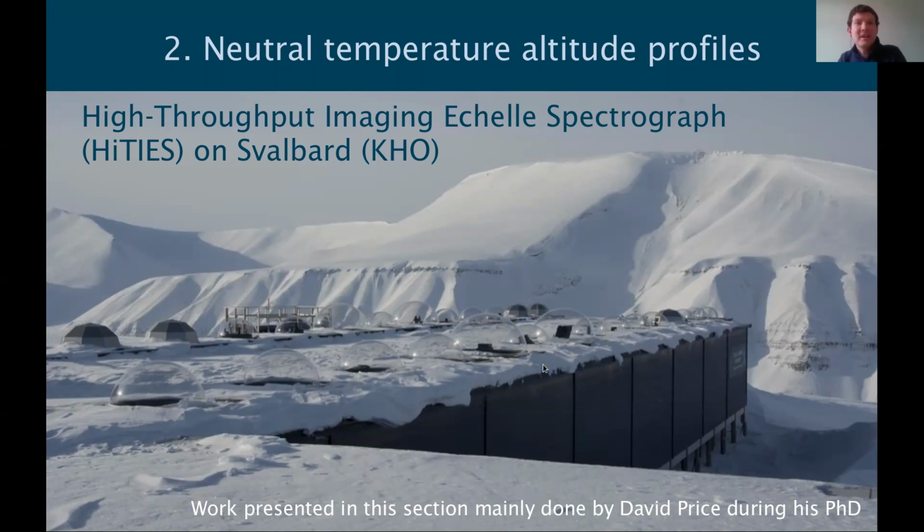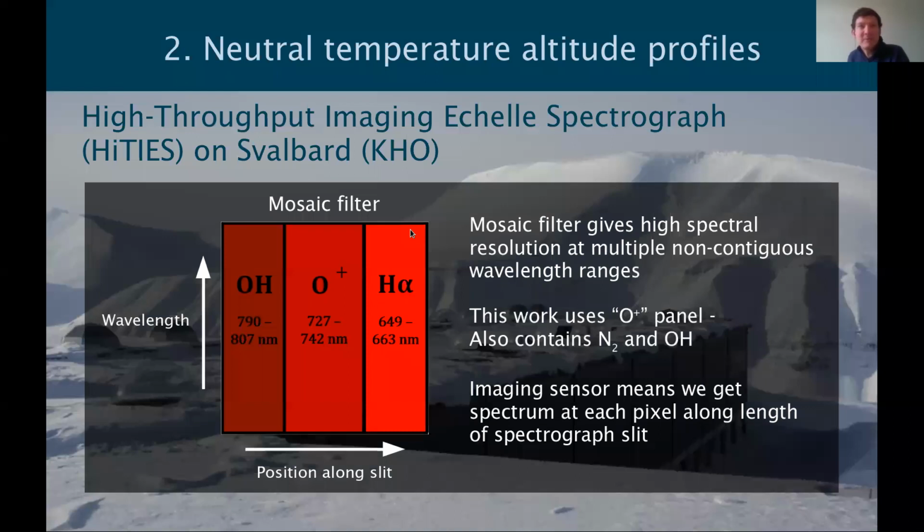What is HiTIES? It's a spectrograph. We actually use a mosaic filter on this instrument, and the reason we do that is in most spectrographs you need to have a trade-off between resolution and wavelength coverage. So if you have a broad wavelength coverage, you have to have a coarse resolution, whereas if you have a fine resolution, you don't get to see much of the wavelength range. Whereas with this mosaic filter, we can select multiple overlapping spectral orders, and we can get a high resolution, but look at different parts of the spectrum.